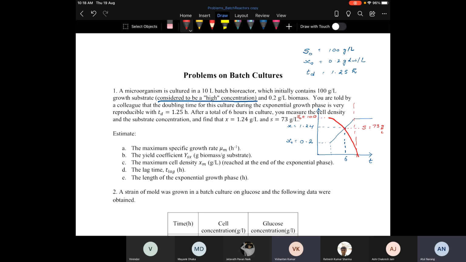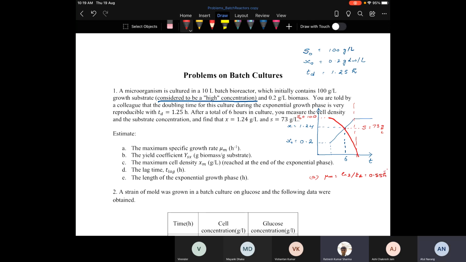Okay. So basically, the first one, A, is straightforward. You simply use the fact that the doubling time is equal to ln of 2 divided, sorry, it's the other way around. They're asking for the maximum specific growth rate. So I guess in this case, mu m is equal to ln of 2 divided by the doubling time. Okay? Anybody who has done the number, what it turns out to be? 0.55.